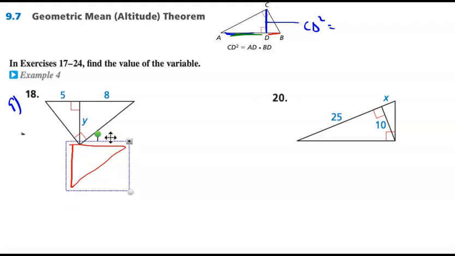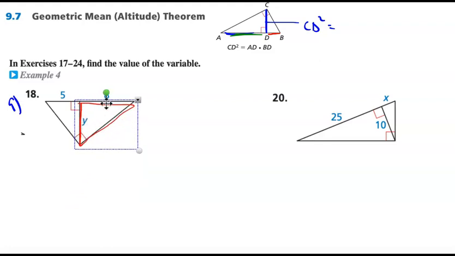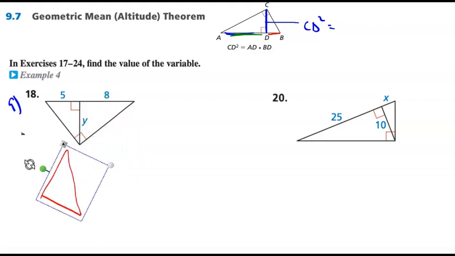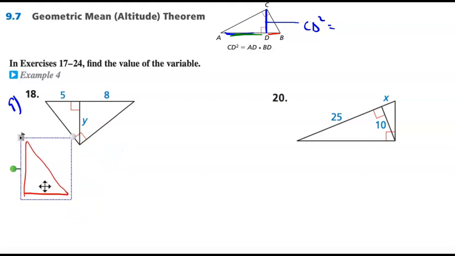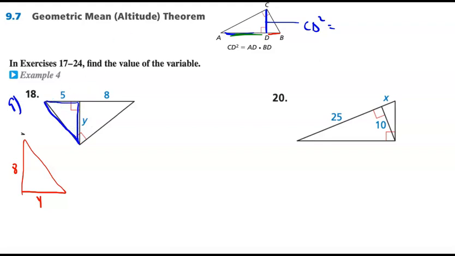I'm going to remember that this piece here is my y, and the other piece here is my 8. I'm going to rotate this way so I can look at it with this orientation here. So we said this is y, and this is 8. And then I'm going to look at this triangle here. This bottom piece here is my 5. So this is my 5, and this is my y, right?